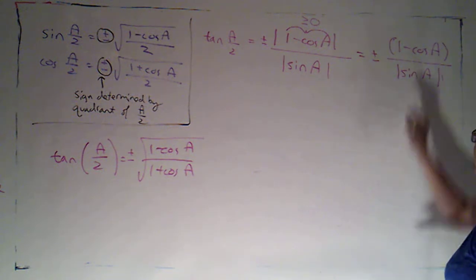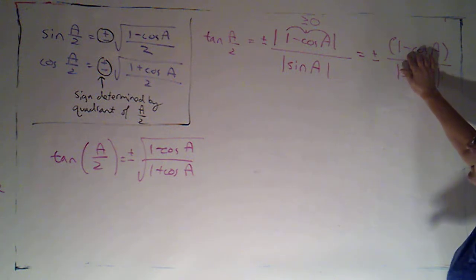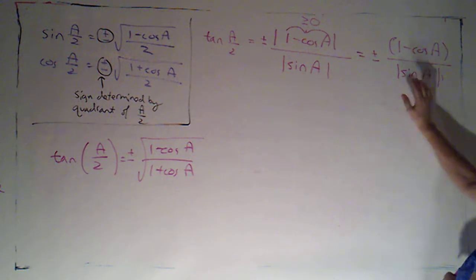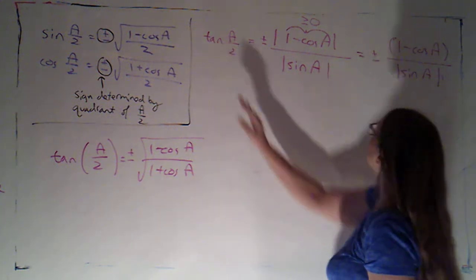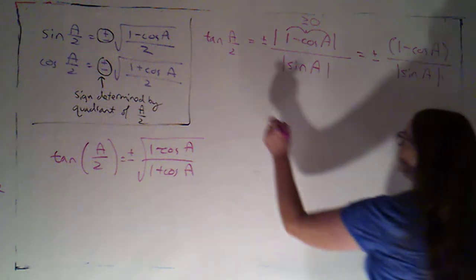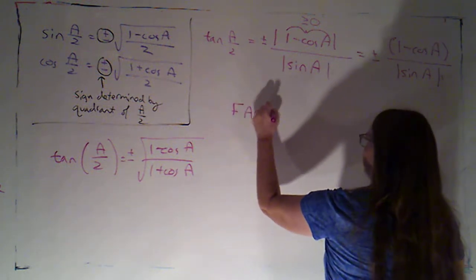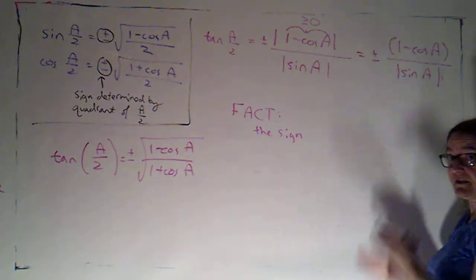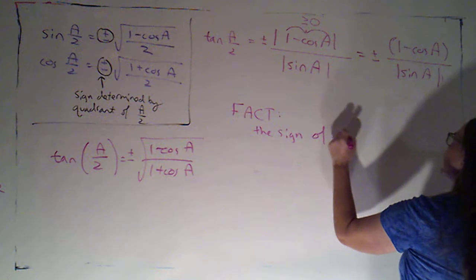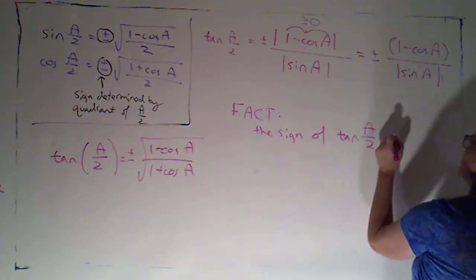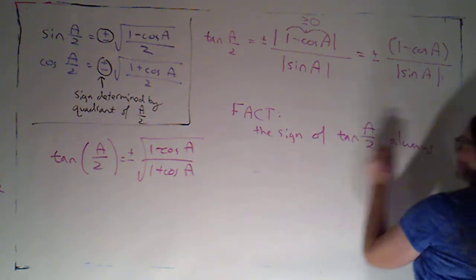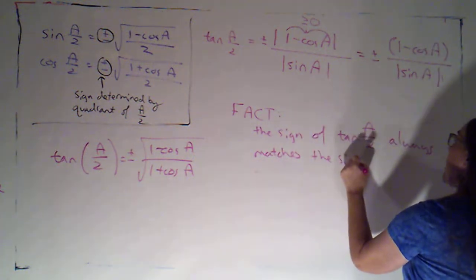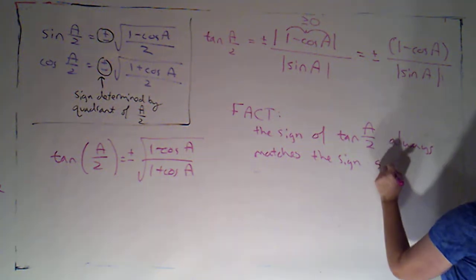But now I know that this top part is not negative. So whatever sign I put here has to match the sign of tangent of A over 2. And there's a nifty fact: the plus or minus sign of tangent of A over 2 always matches the plus or minus sign of sine A.